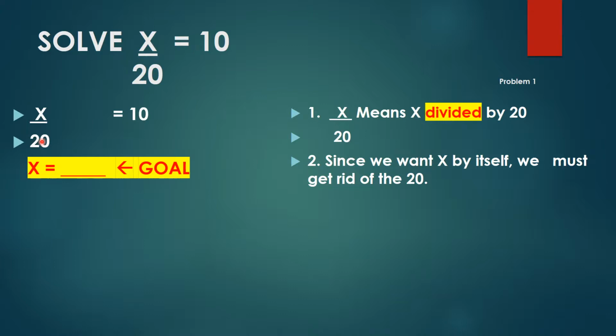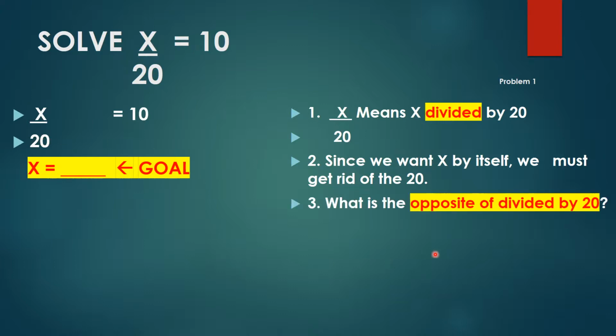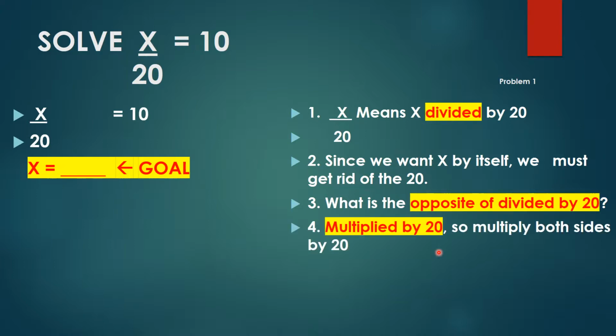So I ask myself, what is the opposite of divided by 20? Think about it. What's the opposite of division by 20? Well, it's going to be multiplied by 20. So I have to multiply by 20, but I have to do it on both sides of that equal sign. What I do to one side of the equal sign, I have to do to the other side of the equal sign.